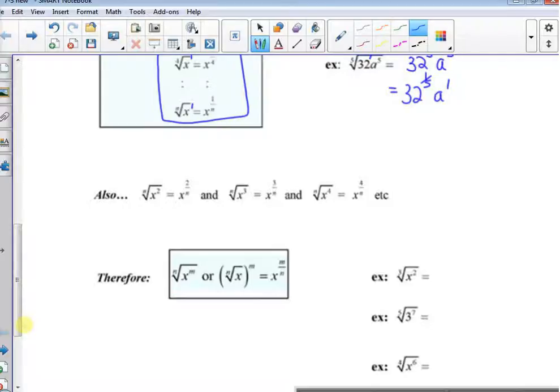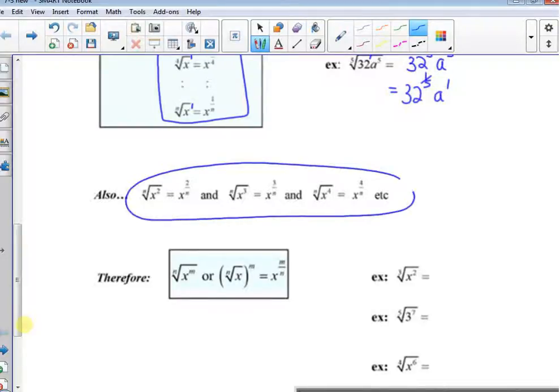So also, we should note then that we have the nth root of x squared is x to the 2 over n. The nth root of x to the third would be x to the 3 over n. And the nth root of x to the fourth is x to the 4 over n. So therefore, the nth root of x to the m, or the nth root of x raised to the m, is equal to x to the m divided by n.